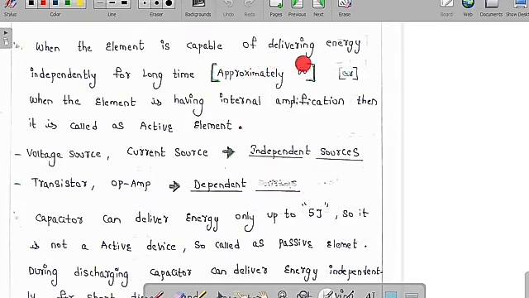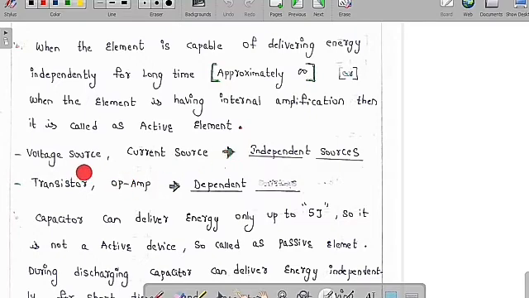When the element is capable of delivering energy independently for a long time, approximately infinity, or when the element has internal amplification, then it is called an active element. So basically an active element can deliver energy for a very long amount of time, approximately infinity, or it has some internal amplification. That is the meaning of the active element.